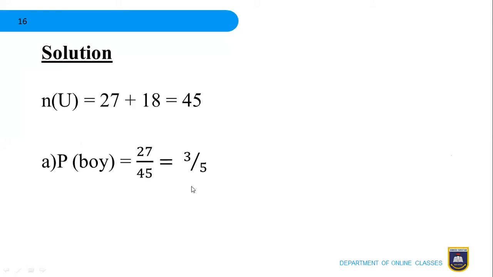You know, at all times, you need to simplify your answer. The next one, probability that it is a girl, will also give us the number of girls over the total number of students. The number of girls there is 18 over 45, and that gives us 2 over 5. So that's the suggested solution. So I expect you to get either 3 over 5 and then 2 over 5. Your answer should not be 27 on 45, 18 on 45. No. So correct that. Let's move on.